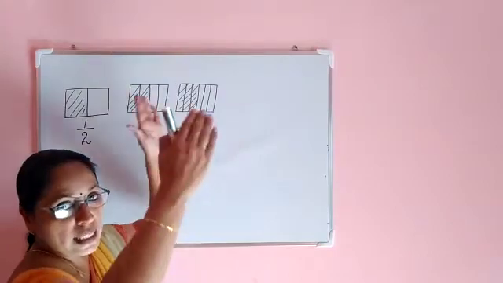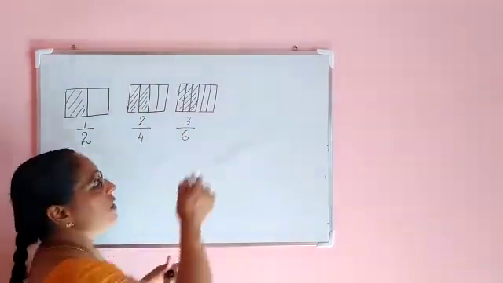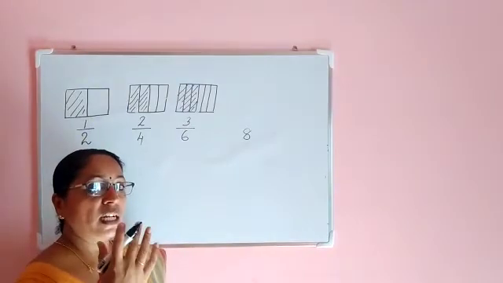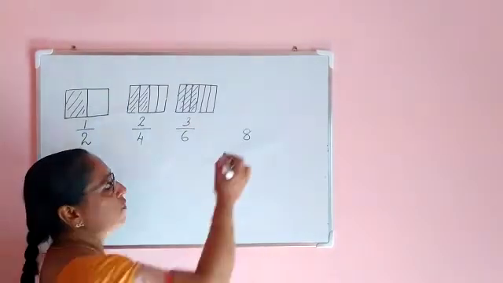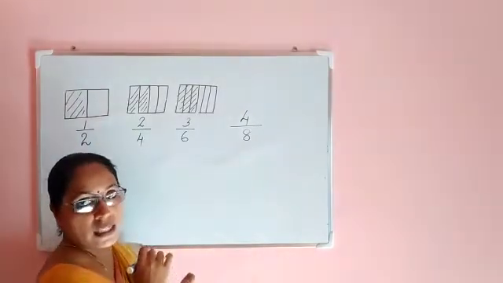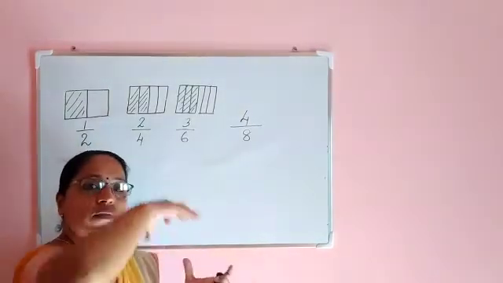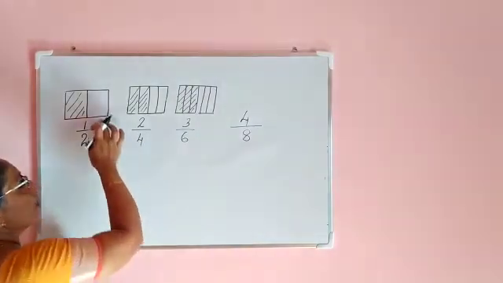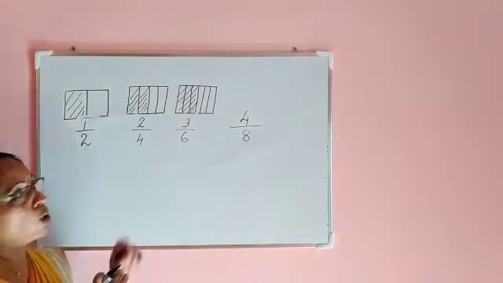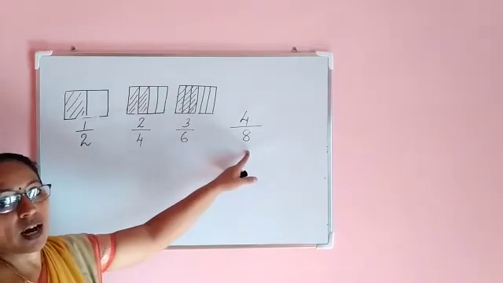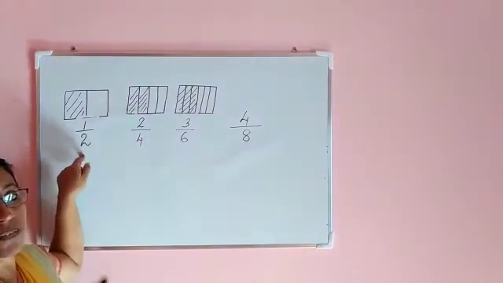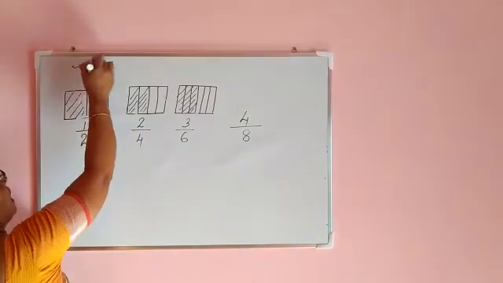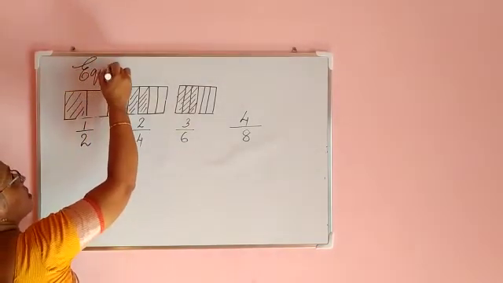Now if you divide into 8 equal parts, what is the half of 8? The shaded part will become 4, half of 8, then it becomes 4 by 8. 4 by 8 represents the half of the whole thing. Understood? So all these parts represent the half. So all these fractions are equivalent to the original fraction 1 by 2. So these fractions are known as equivalent fractions.